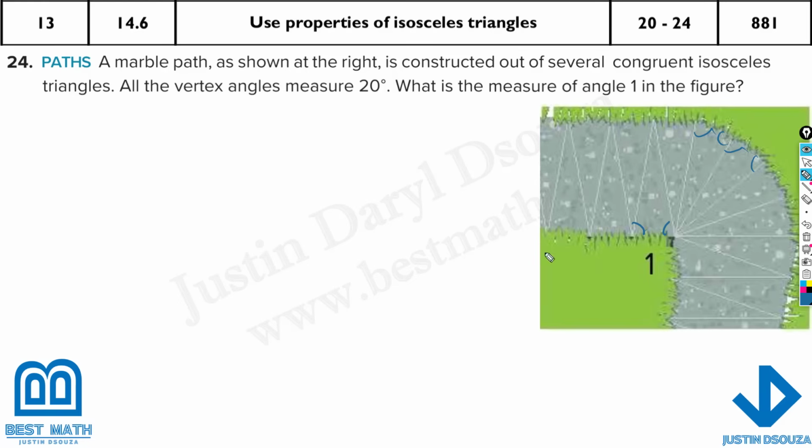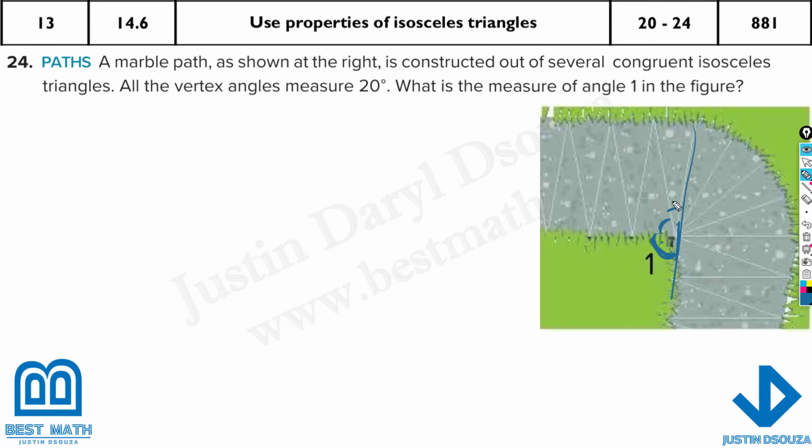Now, which is the vertex angle? This one. That is 20 degrees here, 20 degrees here, 20 degrees here. So that is known. What is the measure of angle 1? Now it's not very clear, but assume this is angle 1. We have to assume this is a straight line. If this is a straight line, then this much plus this angle will be equal to 180 degrees.